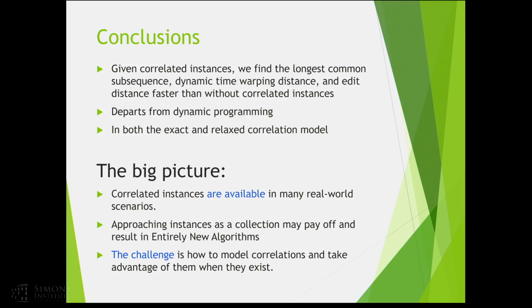So what are the main takeaways from this presentation? The main idea is, with these correlated instances, we can find these solutions faster than the worst case. And these algorithms look different than previous approaches to this problem. So now the question becomes, how do we model correlations and take advantage of them when they exist? Because correlations are common in the real world. The question is, how do you exploit them?